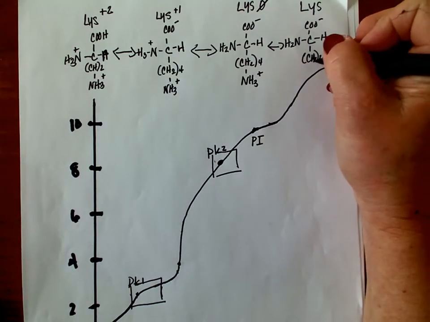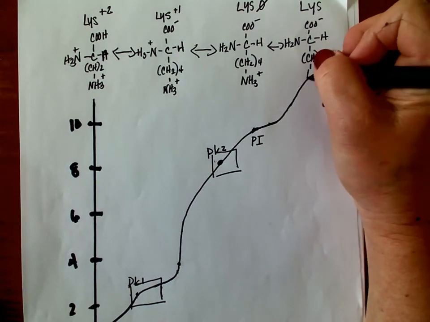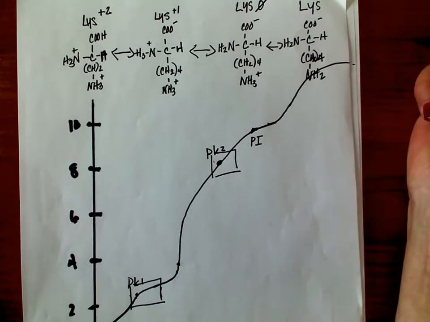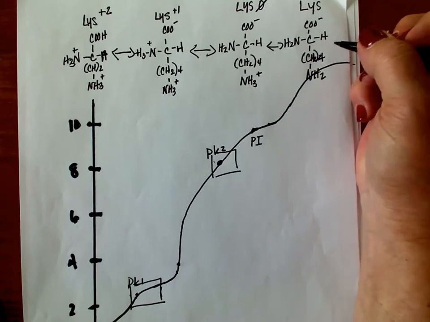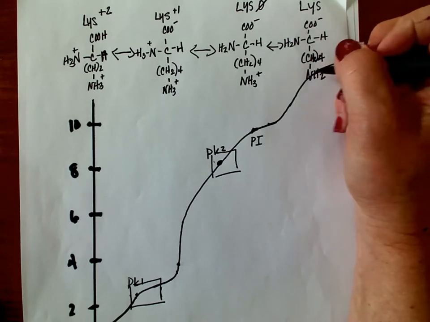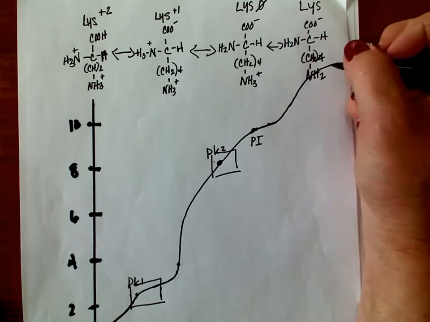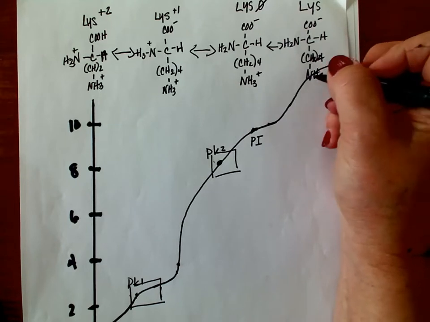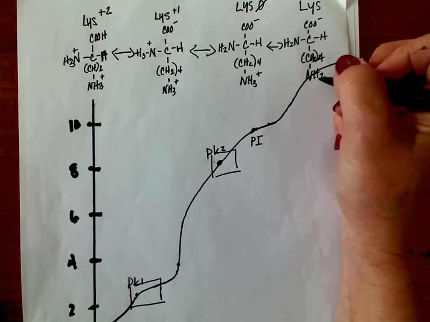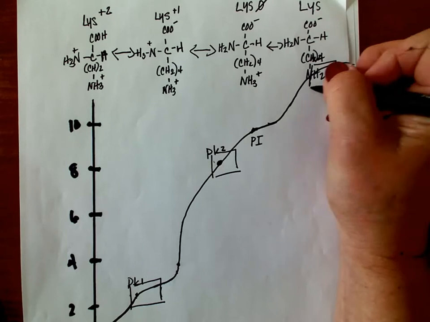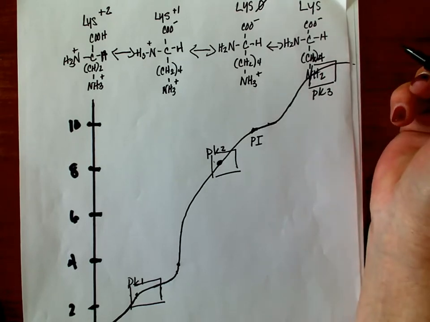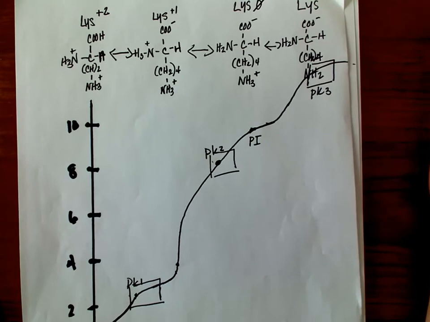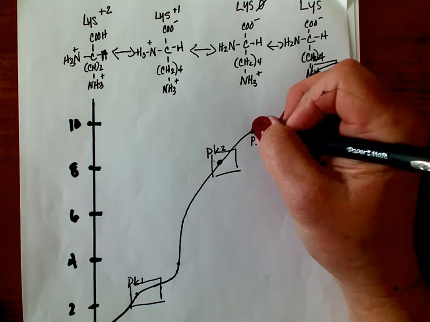So we will just have the -1 on the alpha carboxyl group, so a -1 here. And that pK again is at 10.5. So I've run into the chain here, but we'll call this region the pK3. And that is the titration curve for lysine.